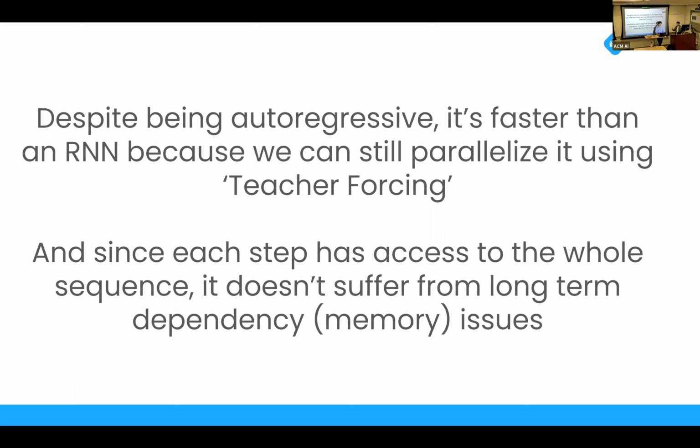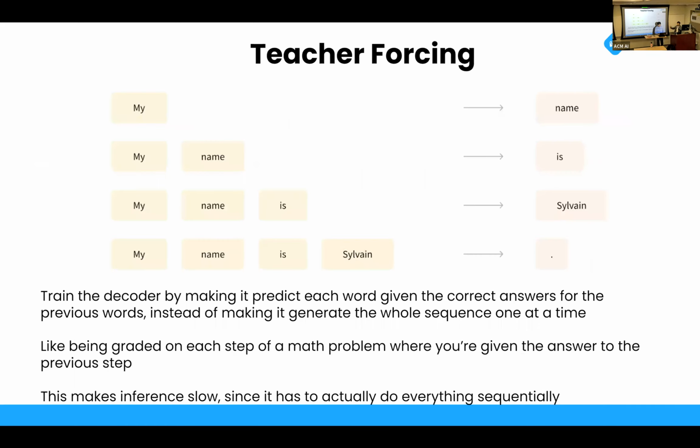Basically, one of the students only works on the very first step. The second student works on the second step, and because the second student has access to the answers to the first step, they can just assume that, and so on and so forth. Hence, we can still parallelize this whole process.